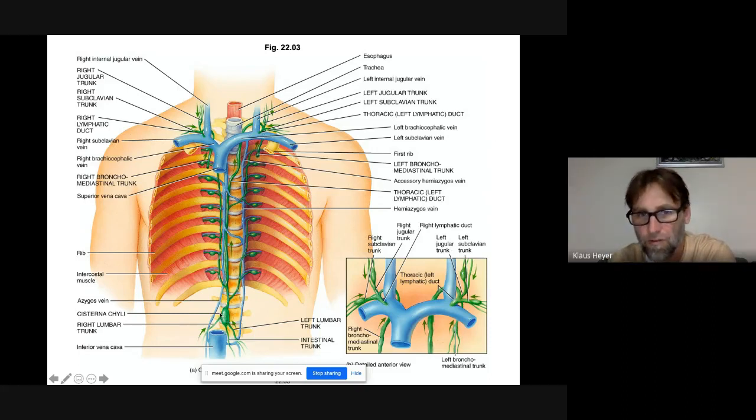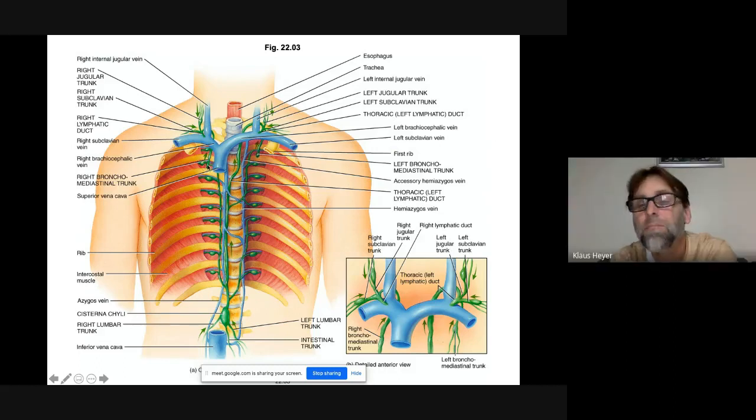So it starts here at this bulge, the cisterna chyli, and then you follow it up and it drops in right there at the subclavian. And then the other side is just a little tiny thing, the right.